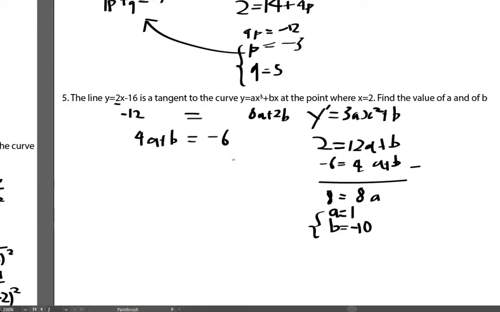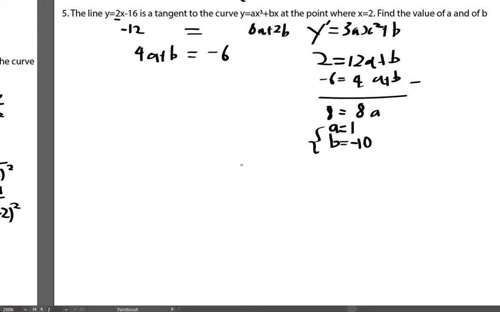So that's a simple one, I should say. And now let's go to problem 19.